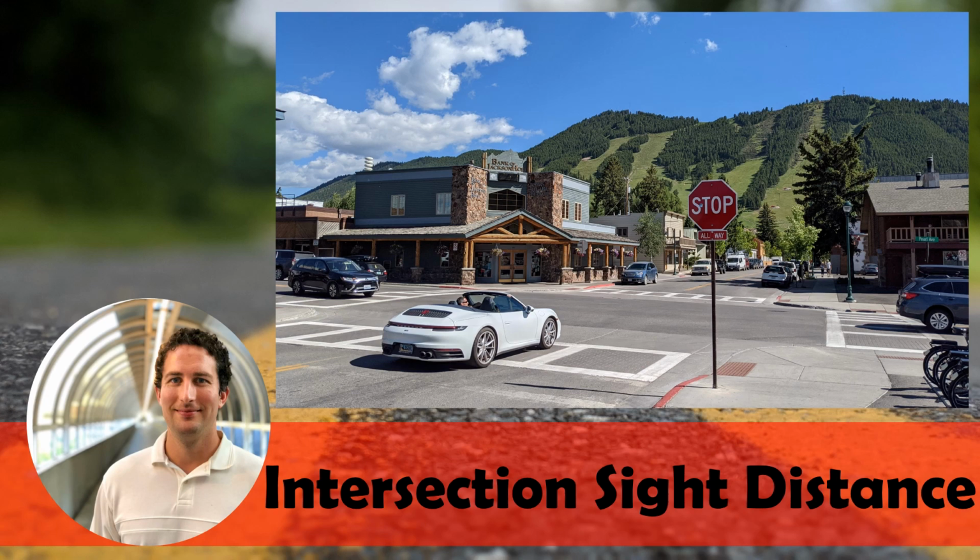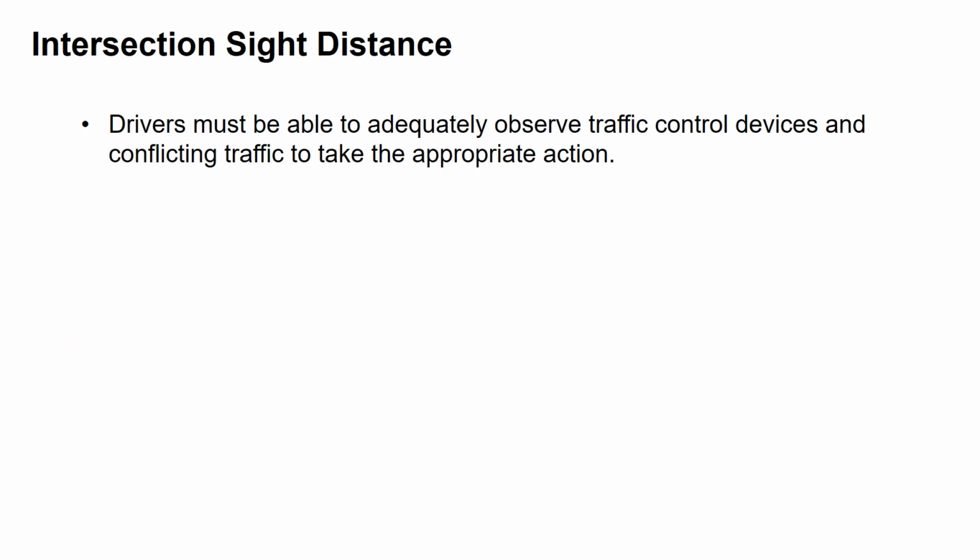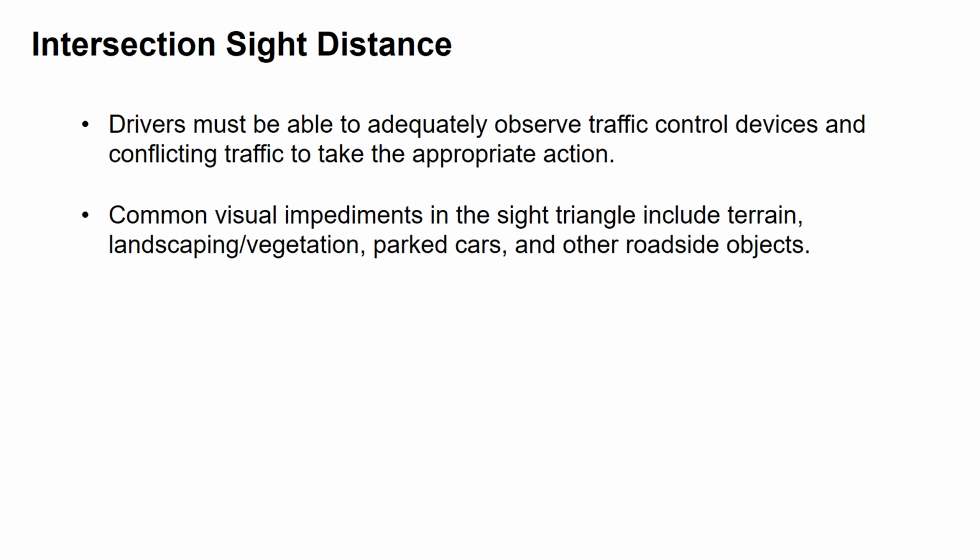This is a review of the intersection sight distance, or ISD, from the AASHTO Green Book. For intersection sight distance, we know that drivers must be able to see and observe traffic control devices and, importantly, the conflicting traffic so they can make and take the appropriate action.